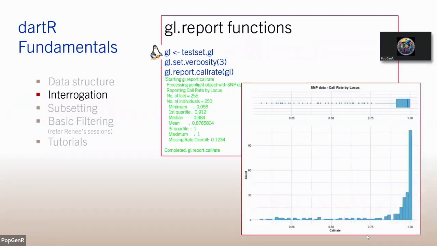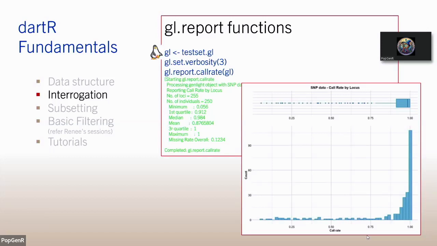Okay, now the other thing it gives you is this really nice graph which shows you basically the distribution of the call rate across the loci. So some loci have almost zero individuals called, and others have 100% of individuals called. And so here you've got a really nice graph to decide, okay, I'm going to filter my data on call rate. What am I going to use for a threshold?